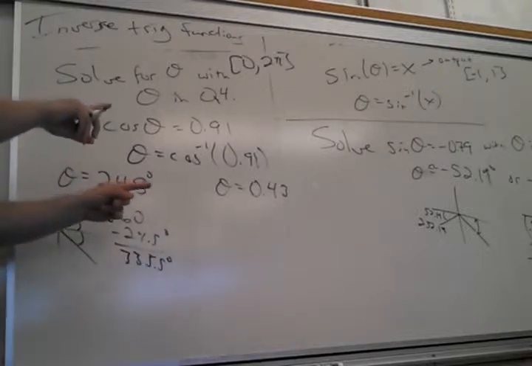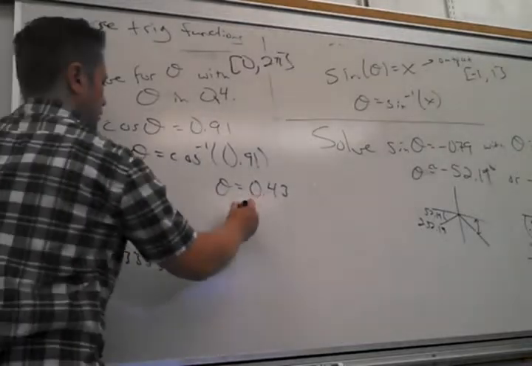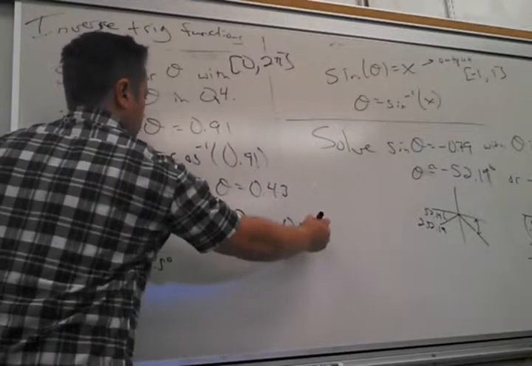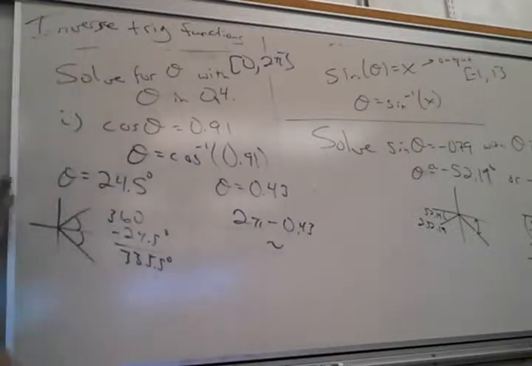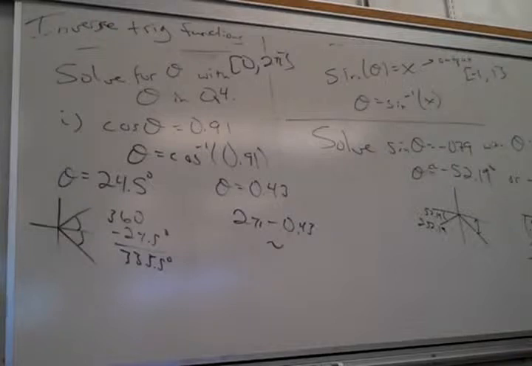So same exact thing over there. Instead of 360, of course, in radians it's 2 pi. So here I just say it's 2 pi minus 0.43. And then you can make that into a decimal from there. If you stop there, it's okay.